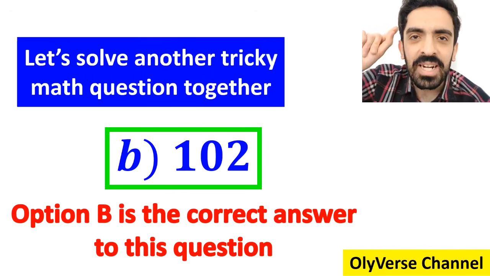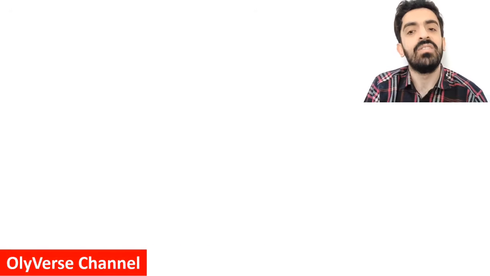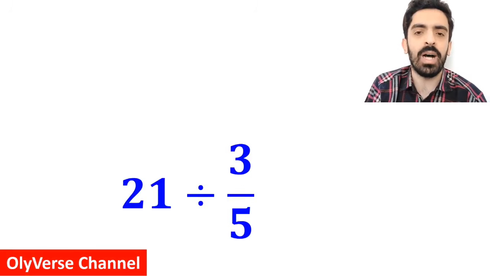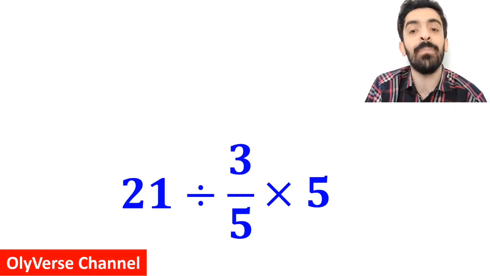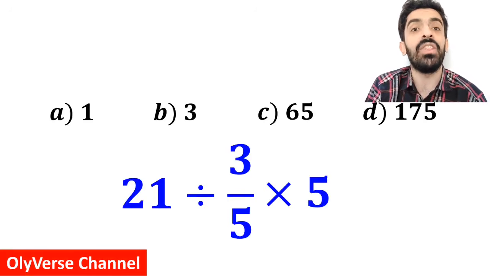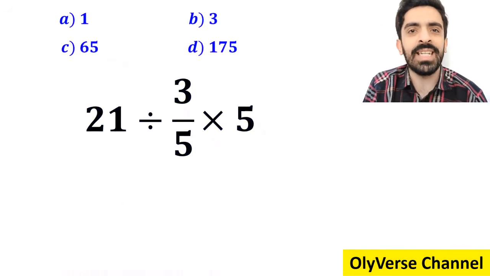Alright, now let's solve another tricky math question together. What is the value of the expression 21 divided by 3/5 multiplied by 5? Which option do you think is the correct answer to this question? Let's break it down and solve it together.